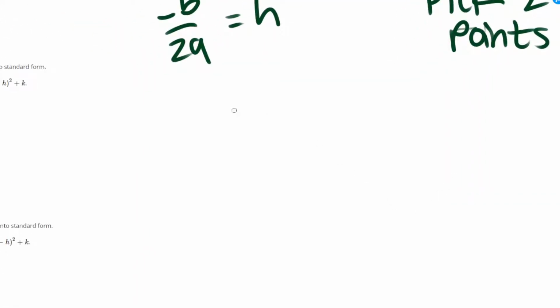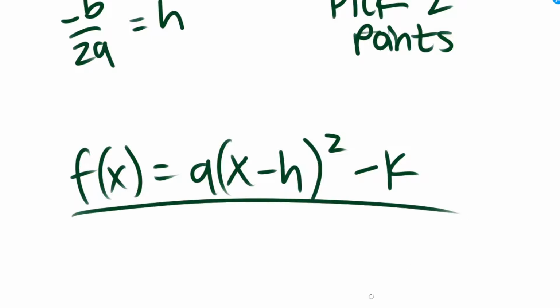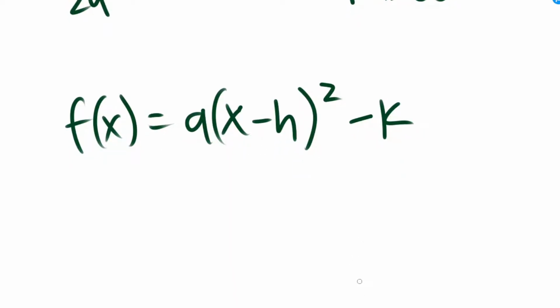So completing the square, we want to get our equation to look like f of x is equal to a times x minus h squared minus k. So we wanted to get into this form.